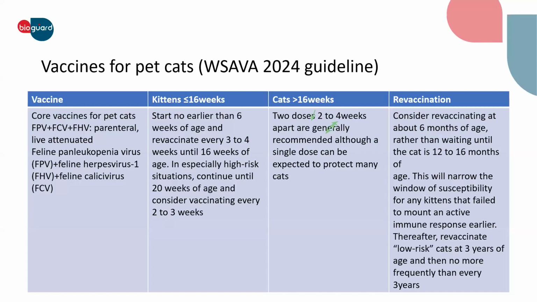And for those cats older than 16 weeks of age, if they get the first vaccination at that time, just give them 2 doses of the vaccine, 2 to 4 weeks apart. Those are generally enough for cats older than 16 weeks of age. And for the revaccination suggestion, you can see this table.